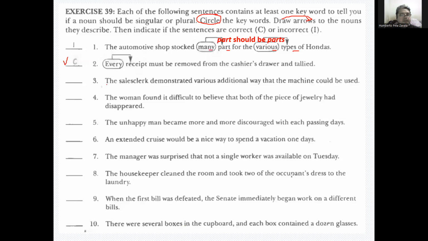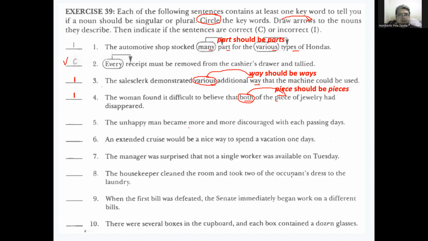All right, now that you're back, number 3, the sales clerk demonstrated various additional way that the machine could be used. So various is plural, way is singular. It should be ways. That's incorrect. I find it difficult to believe that both of the piece of jewelry had disappeared. So both is plural, piece is singular. It should be pieces. It's incorrect.